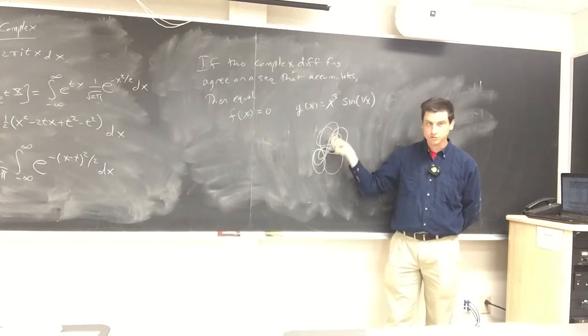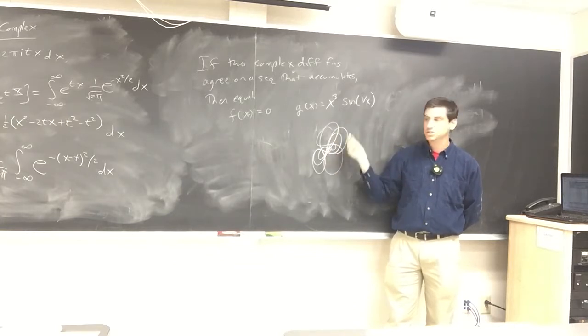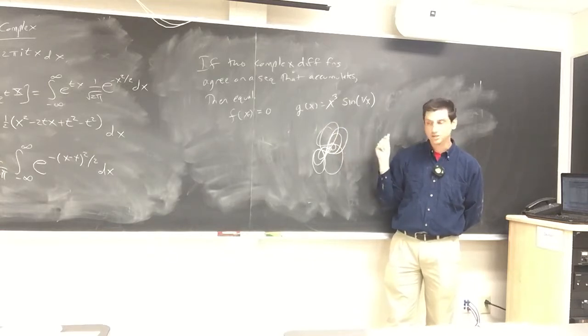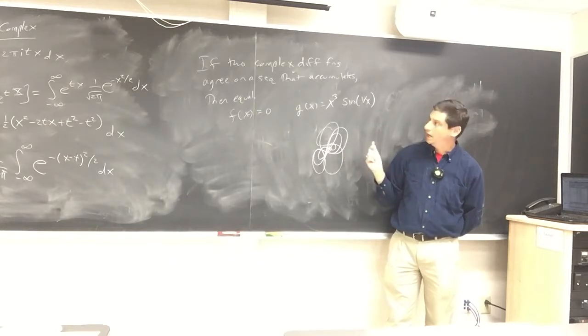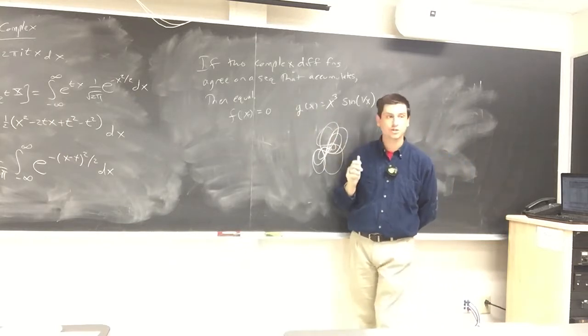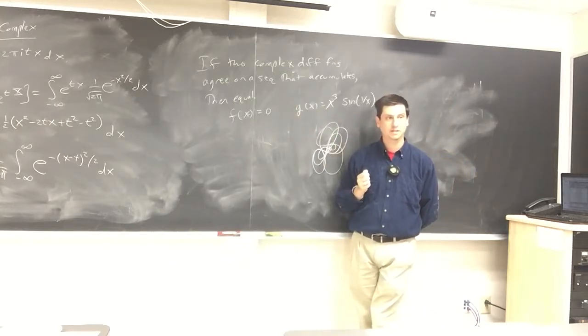If the derivative exists, it means a lot more than in real analysis because you're saying no matter what path you take, you always get the same. And it turns out any function which is complex differentiable once is complex differentiable infinitely many times. And if you agree on a sequence that accumulates, you must be identically the same.